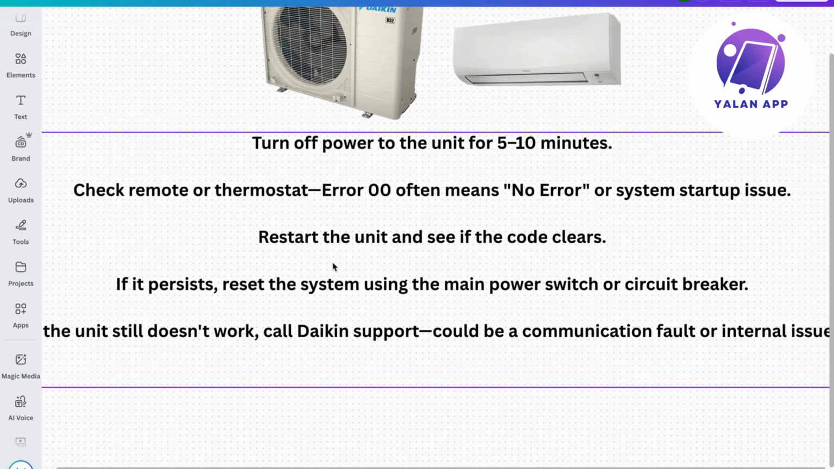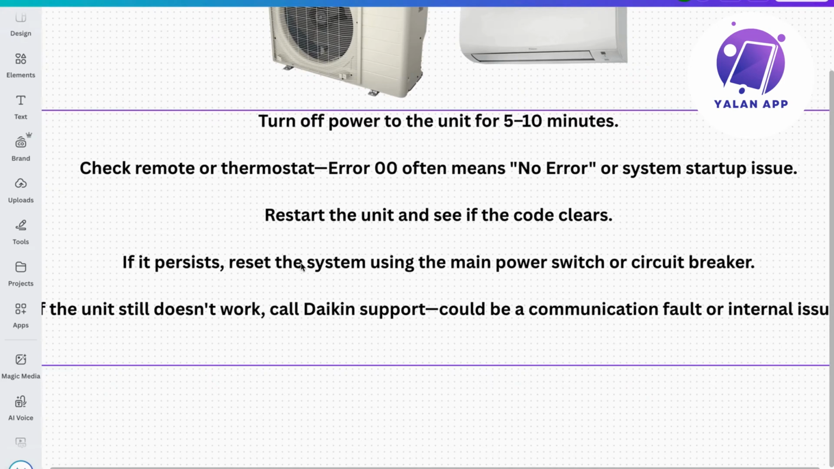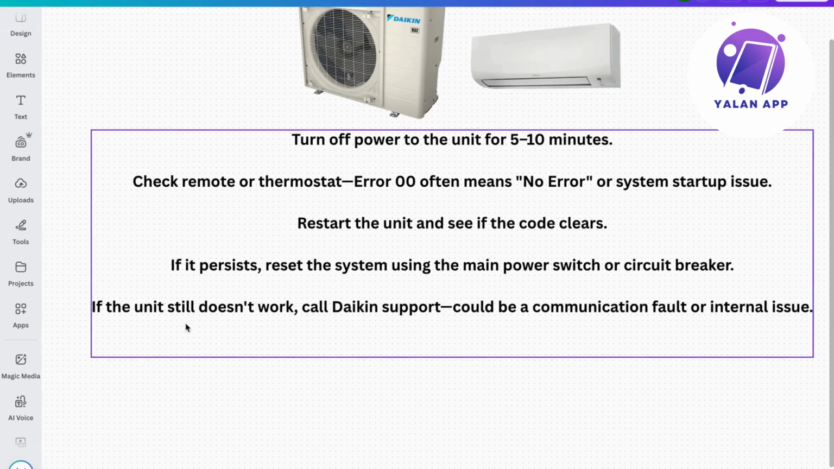So you're going to restart the unit and see if the code then clears. If it still persists, reset the system using the main power switch or circuit breaker. So if the unit still doesn't work, we need to contact Daikin support. This could be a communication fault or internal issue, just so you know.